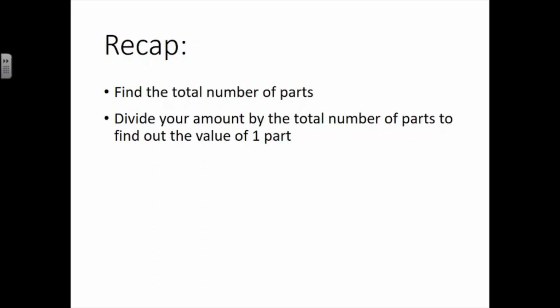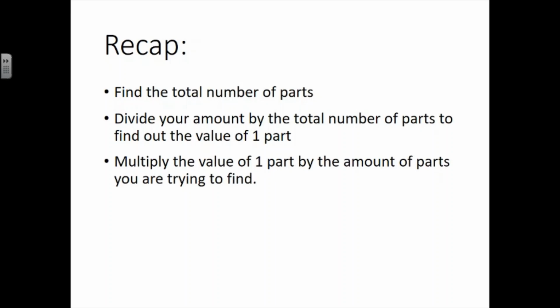Quick recap then of the key steps, the steps we take to work out these questions. We find the total number of parts by adding together the ratio parts we're given. We divide the amount by the total number of parts to find out a value of 1 part. And to finish off, we multiply the value of 1 part by the amount of parts you're trying to find.